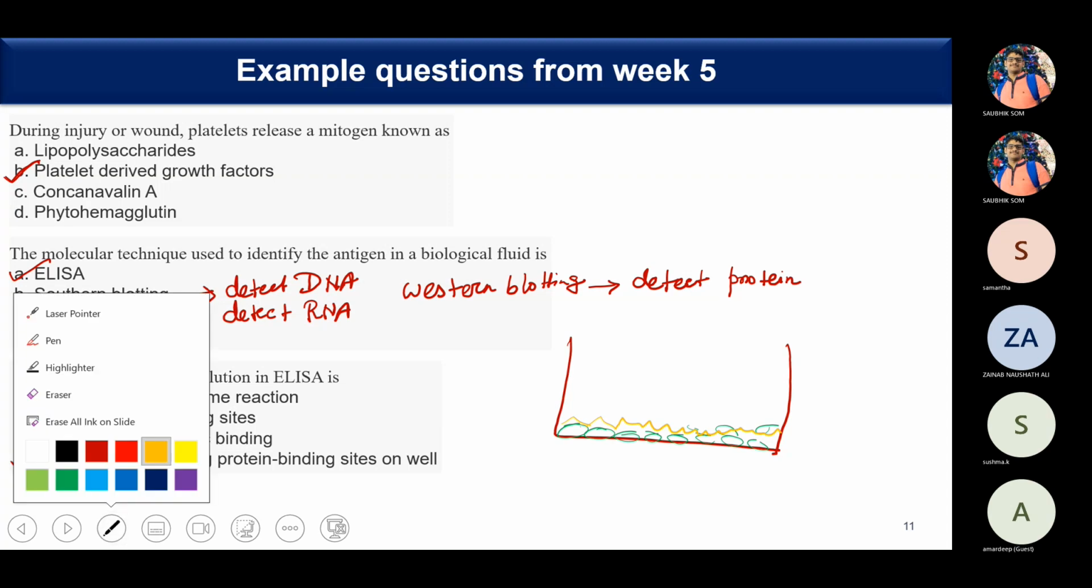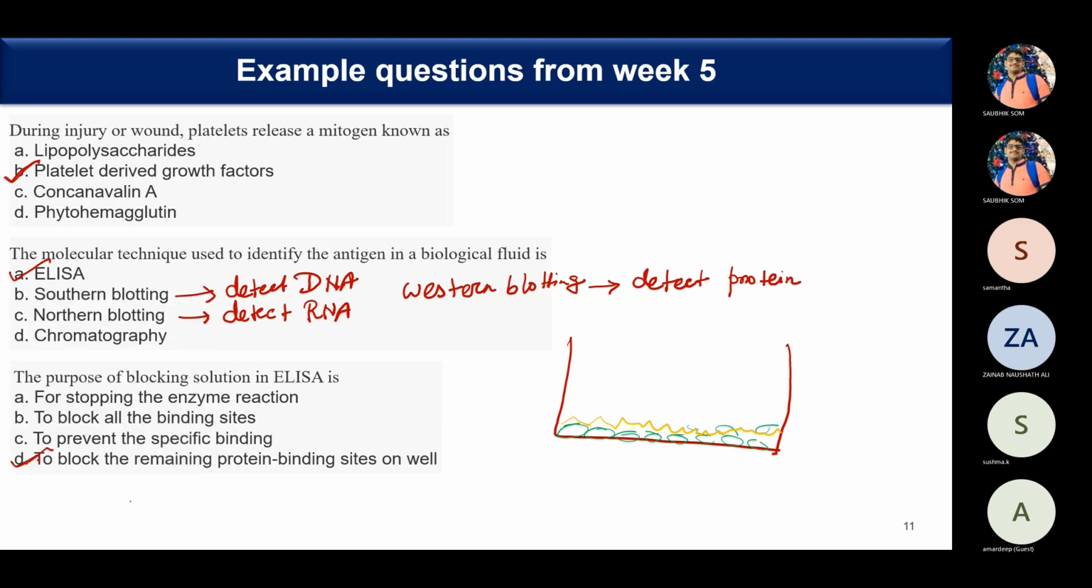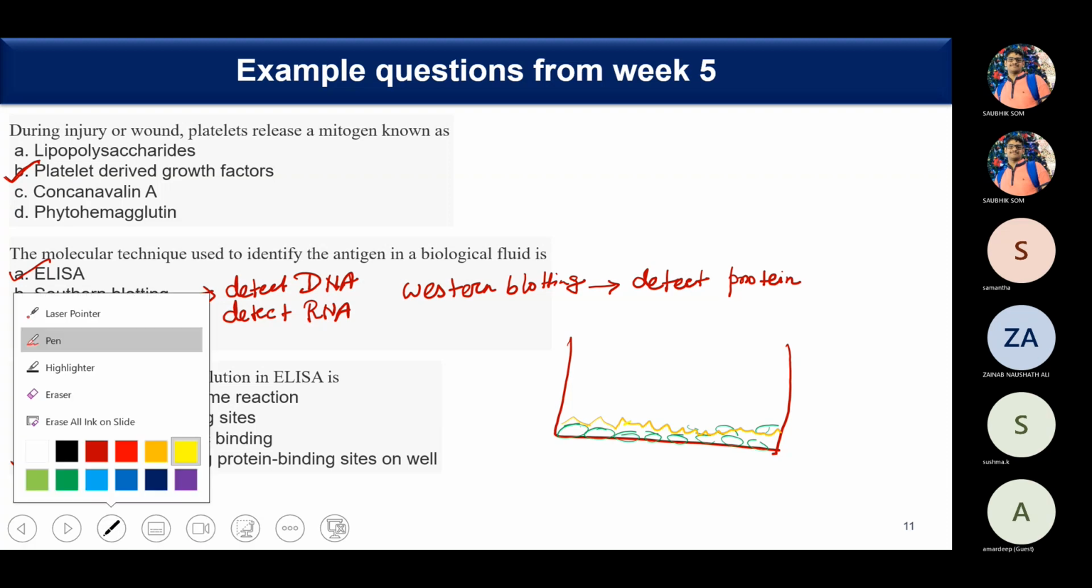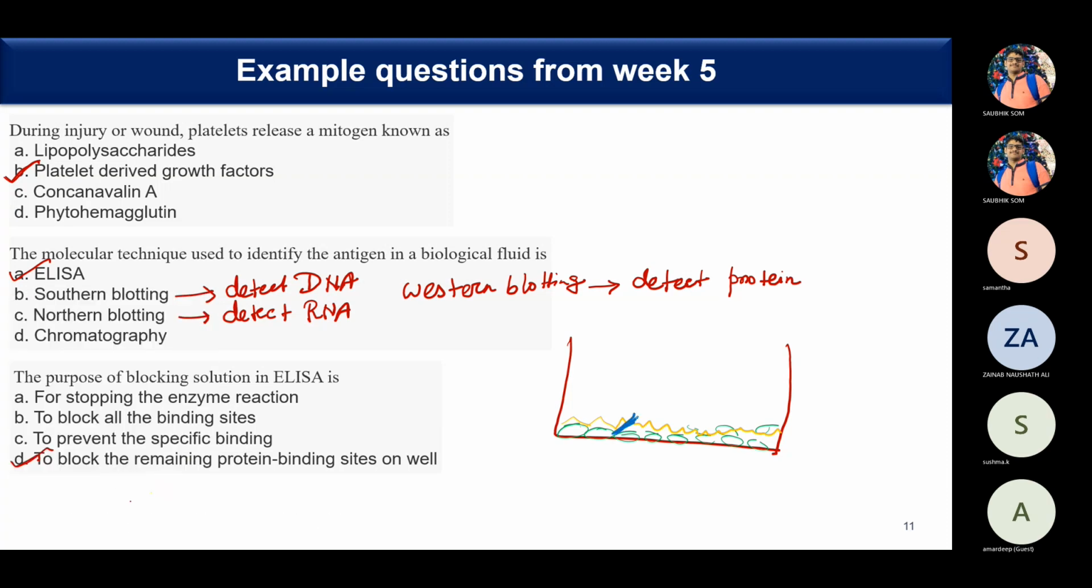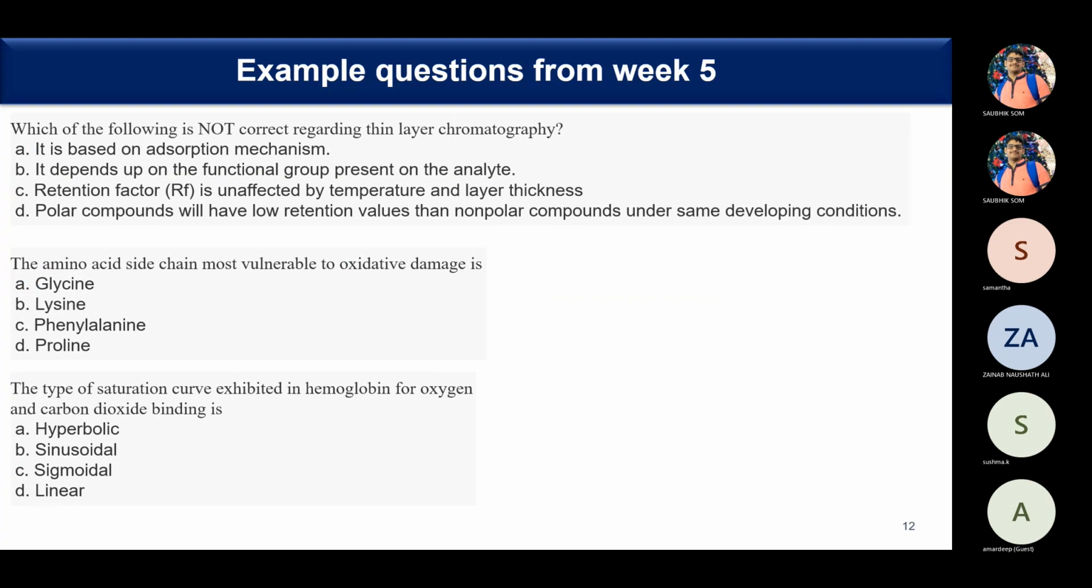Then we add the antibody. Since the antibody has a very high affinity, it basically displaces the blocking solution and gets the proper binding, correct? So now all the other binding sites are blocked except the specific binding site. So only the antibodies will have the specific binding site. Other binding sites will be blocked by the blocking buffer. So block all the remaining protein binding sites on the well. Okay.